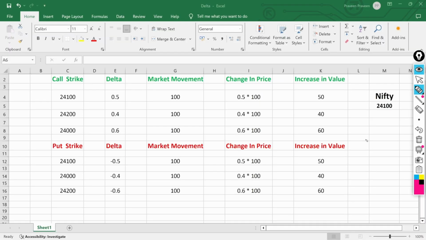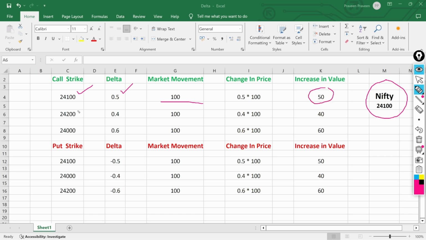Whatever we learned so far, I put it in this particular matrix so that we have a better understanding of it. Currently Nifty is trading around 24,100. Imagine someone has bought a call of strike 24,100, which is of delta 0.5. The market moved 100 points. Then what should be the change in the price, and how do you calculate? You have to multiply delta by the market movement. So the delta is 0.5, the market moved 100 points, then the increase in the option premium should be 50.